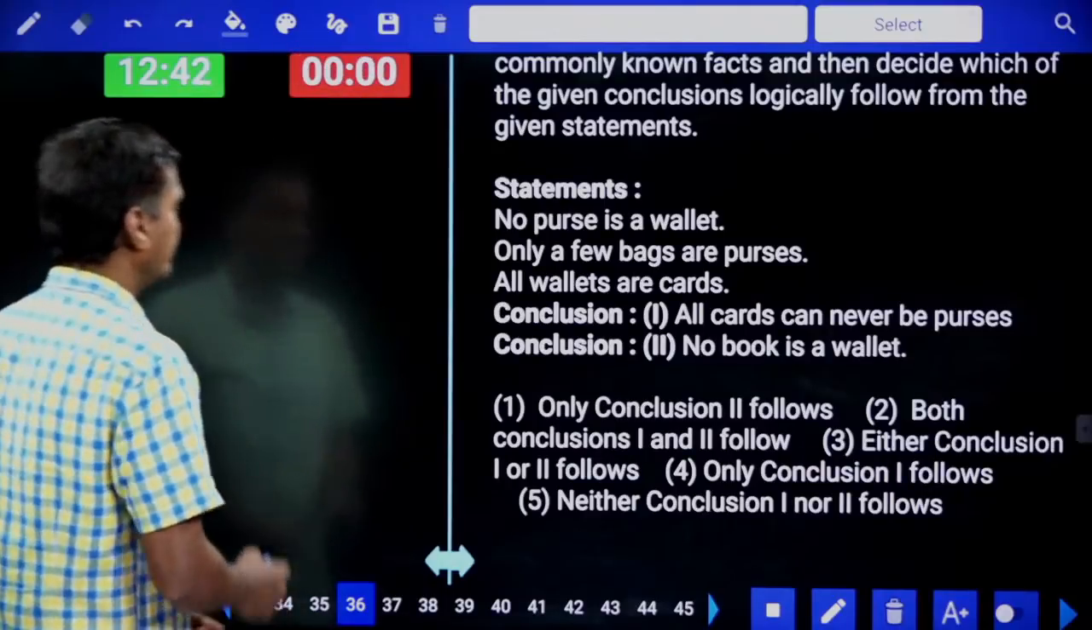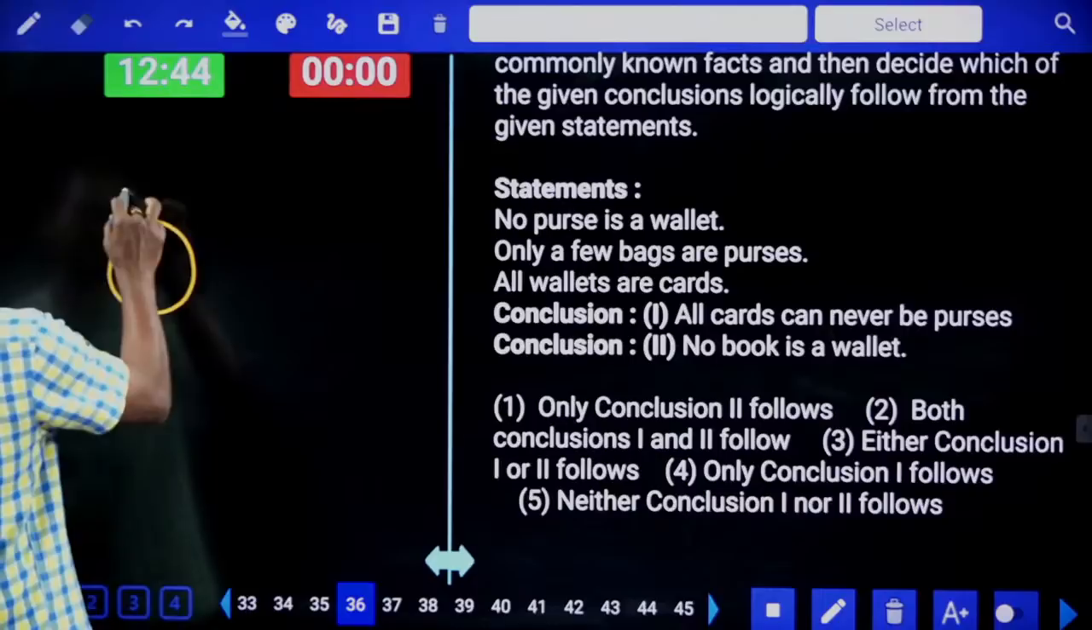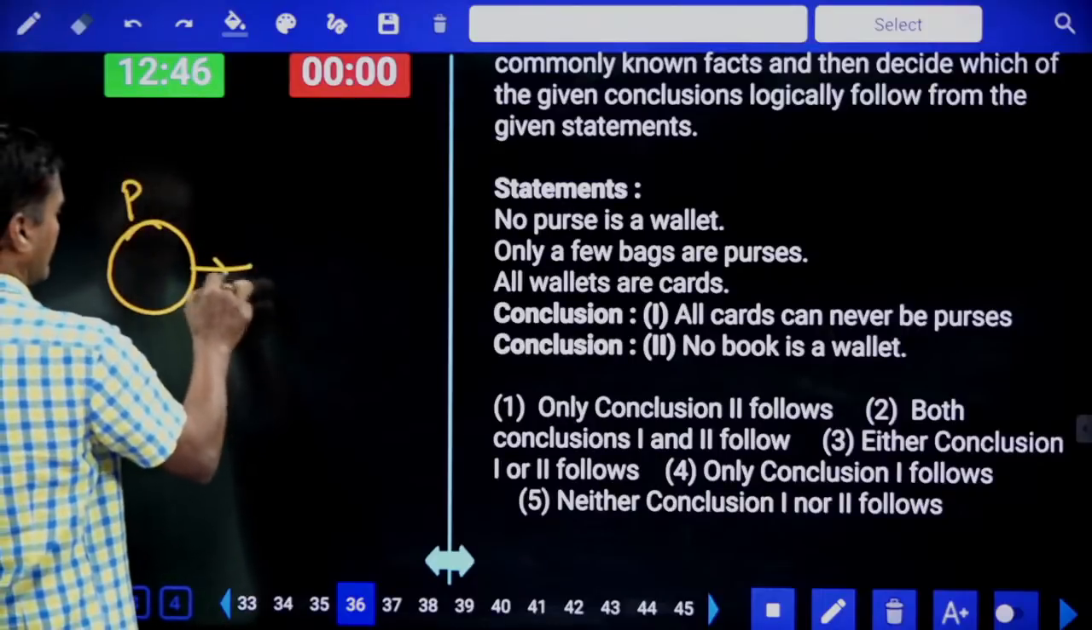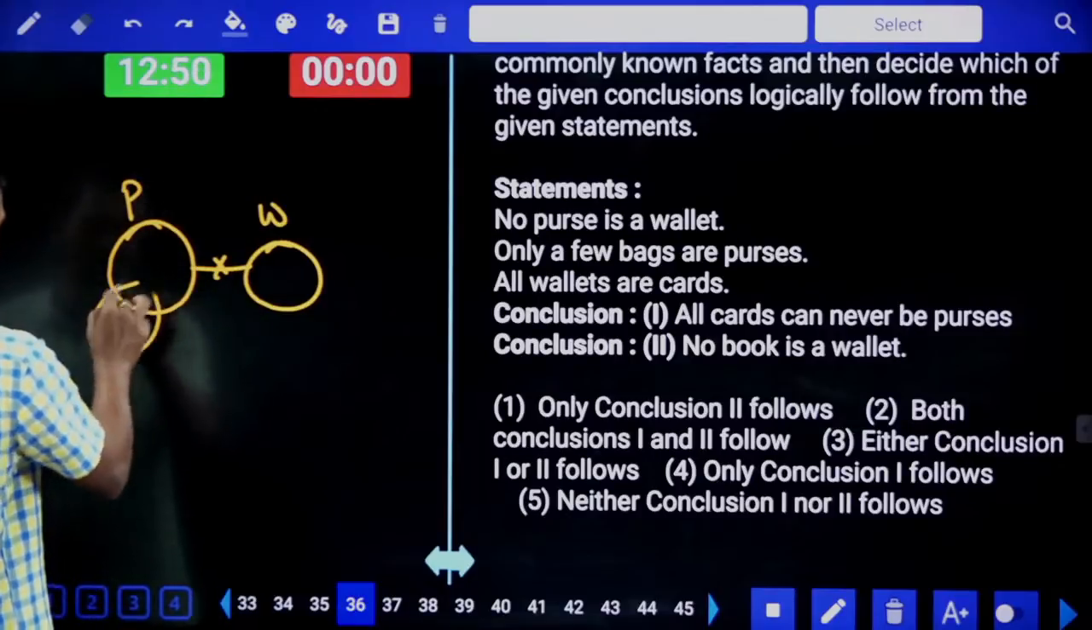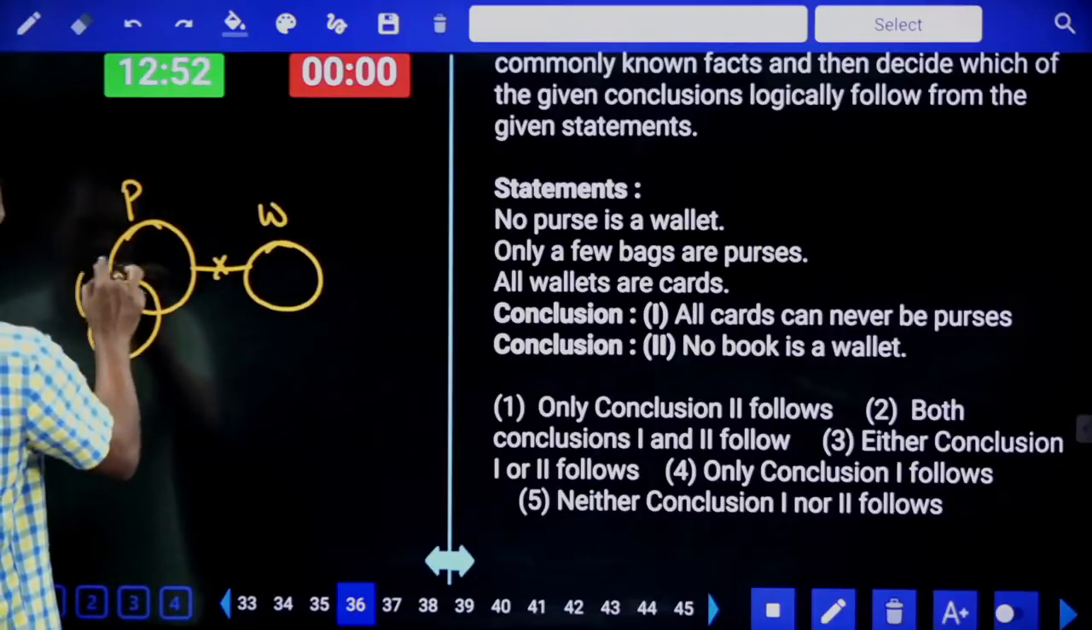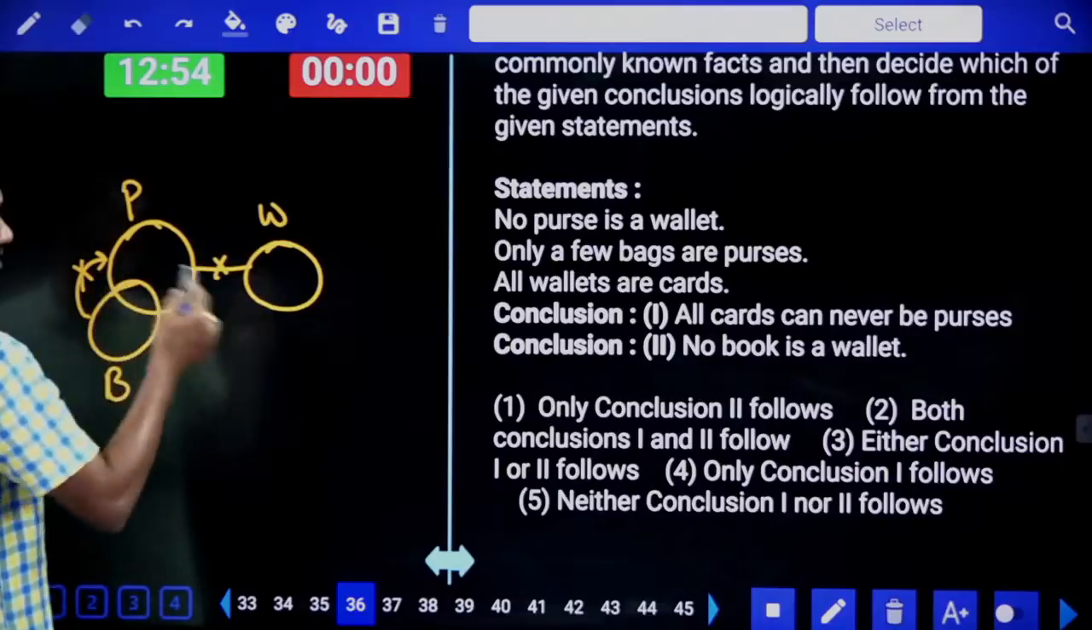Now 36: no purse is a wallet. No intersection between a purse and a wallet. And the next one, only a few bags are purses. Only a few bags are purses means only some of the bags must be purses, but not all.